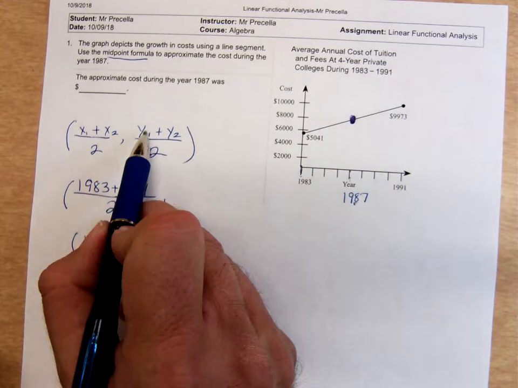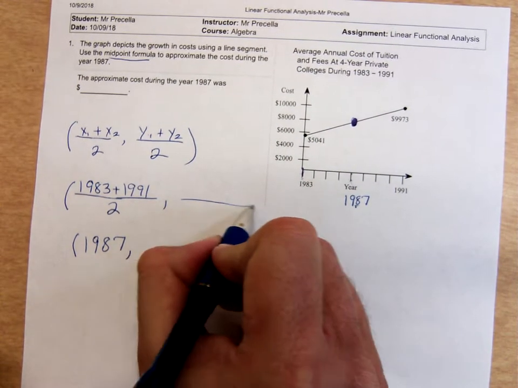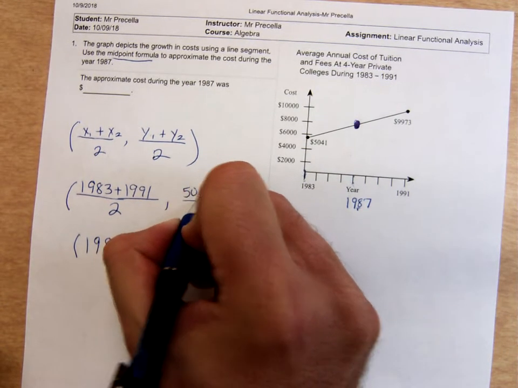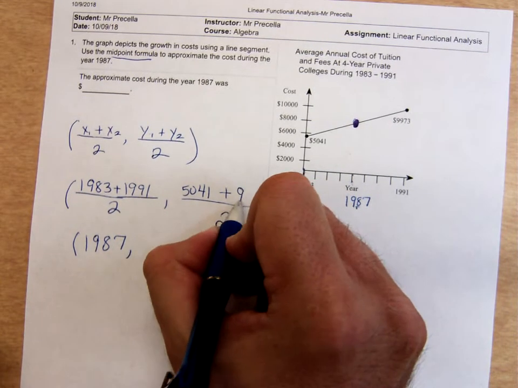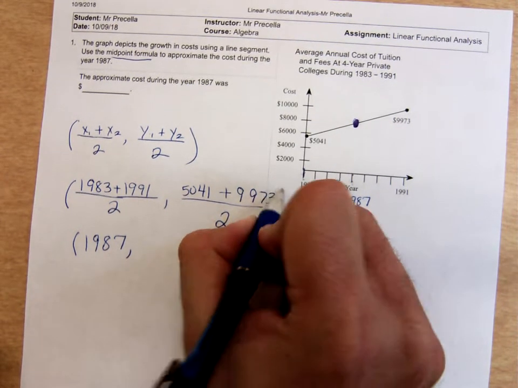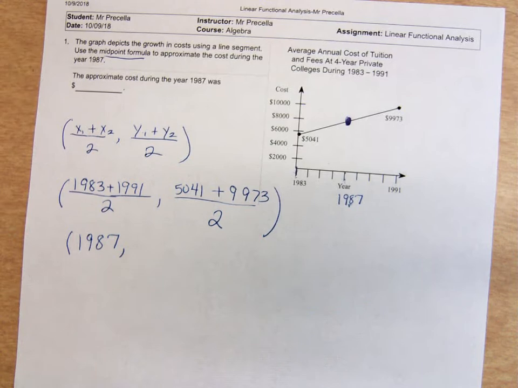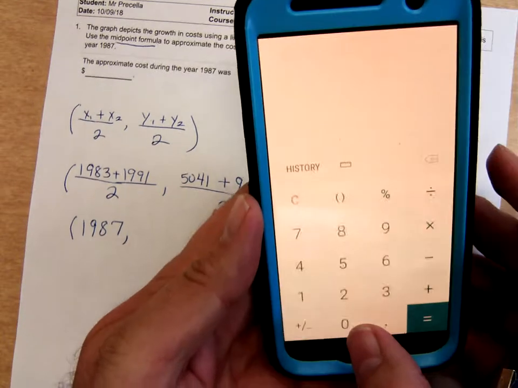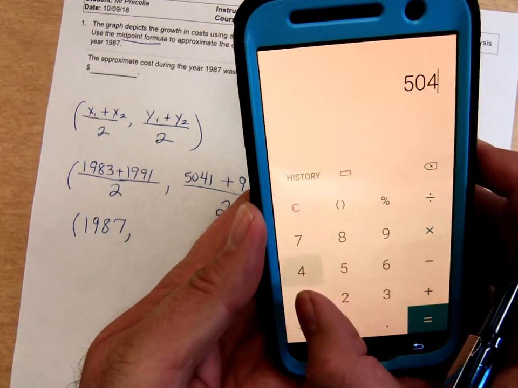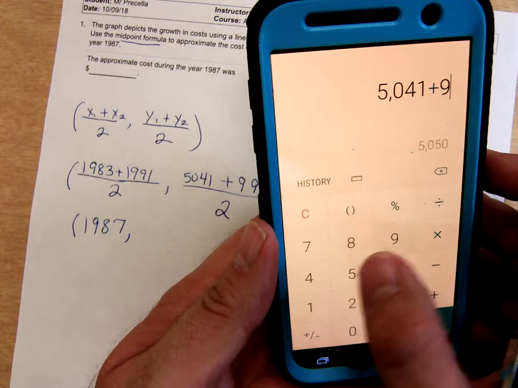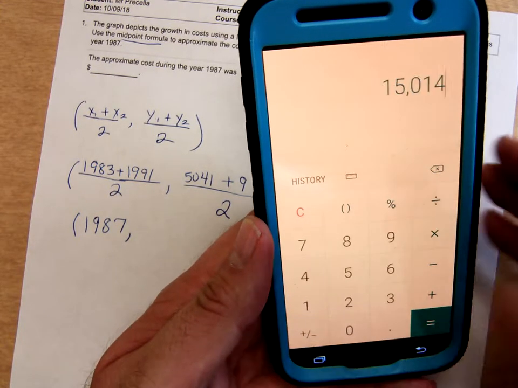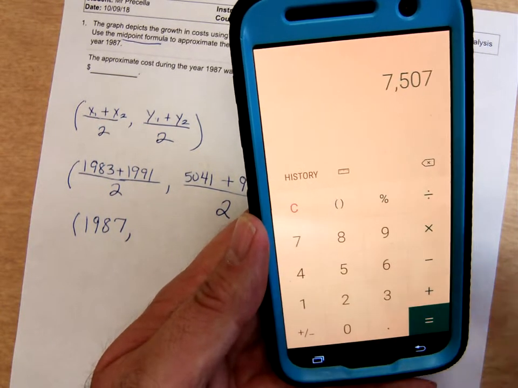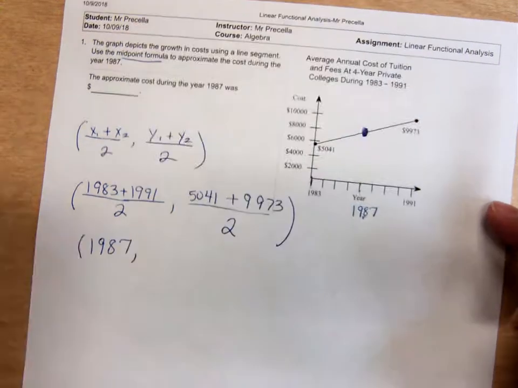So now let's do the same thing with the y values. Add them up and divide by 2. 5,041 plus 9,973. I'm just going to punch that into my calculator. 5,041 plus 9,973. That's 15,014. Dividing that by 2, 7,507.